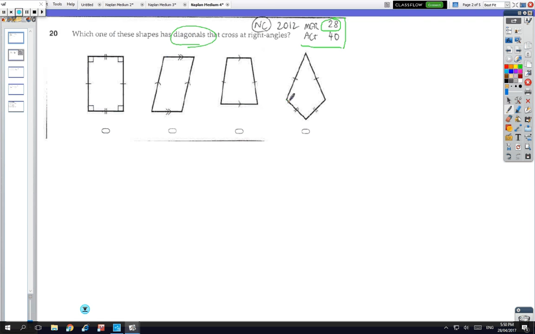Okay, the only one that has a right angle is this one here. All the other ones don't. That's not a right angle. That's not a right angle. That's not a right angle. It's this one here. So you just have to use a straight edge and you can test your theory.